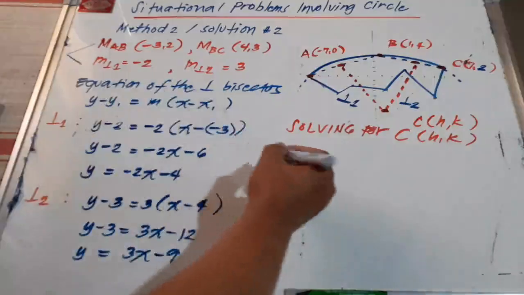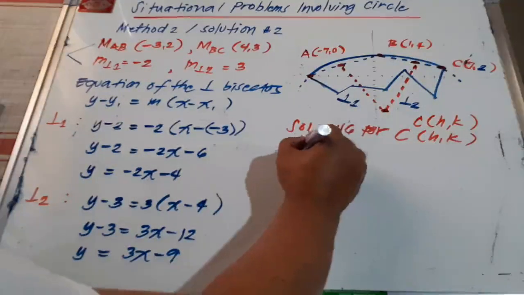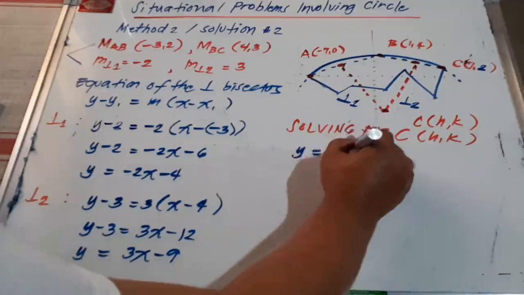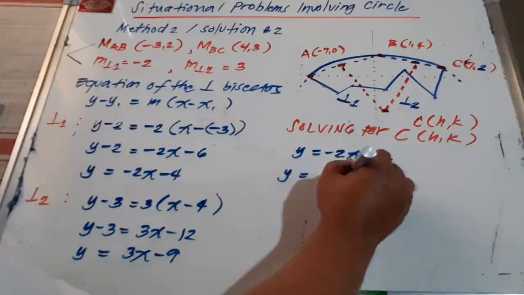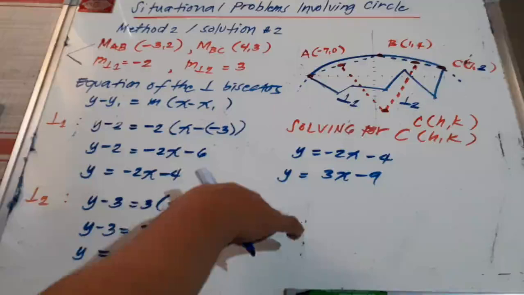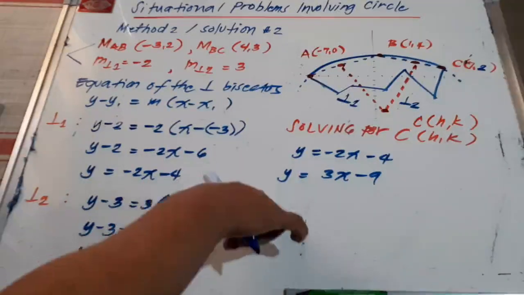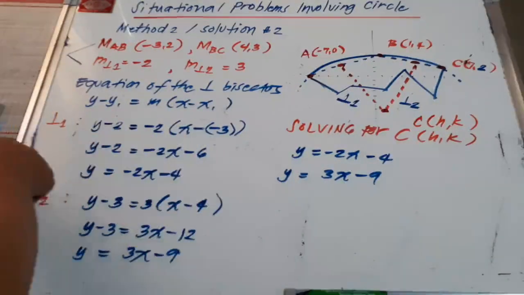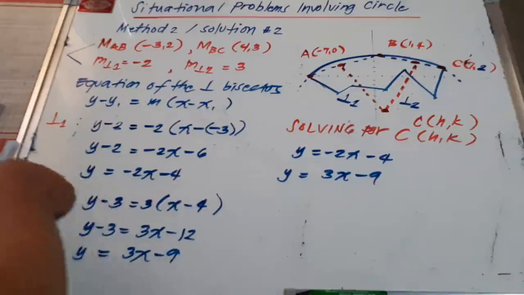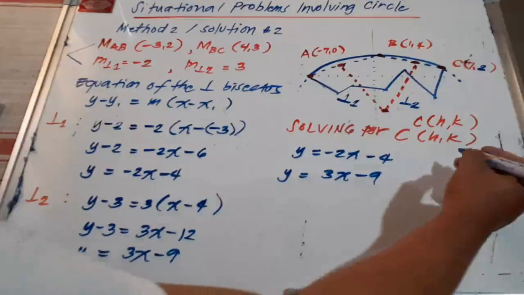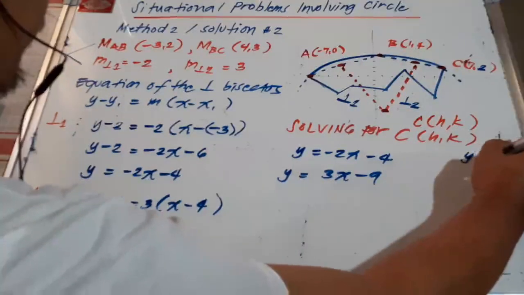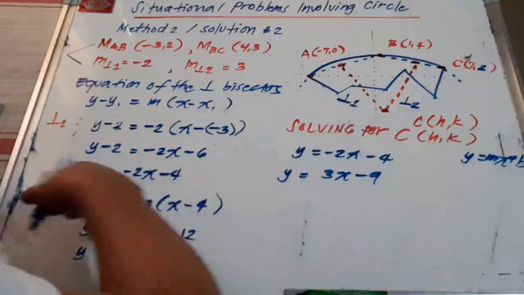Okay? So by elimination method, we have y equals negative 2x minus 4, and the other equation is y equals 3x minus 9. By the way, these two equations is the equation of straight line or perpendicular bisector in the form of y equals mx plus b, or slope-intercept form. Okay? Na ganitong itsura kung natatandaan nyo. Y equals mx plus b.